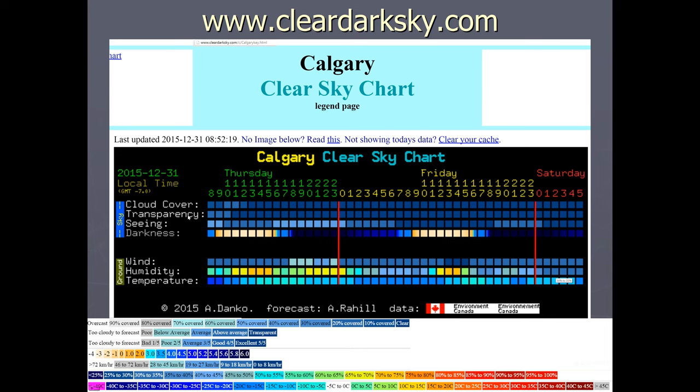And then the second row shows the transparency of the sky. If the sky is very transparent, it will be dark blue. Anything less than that, you get light blue. What they mean by transparent is that sometimes, even though you have no clouds, you have humidity or lots of dust or lots of smoke in the sky, and then it will reduce the transparency.